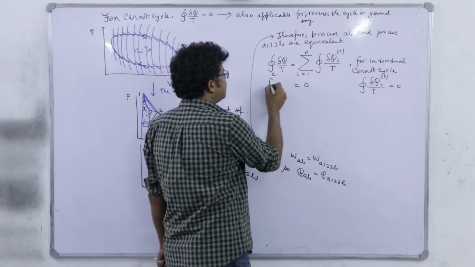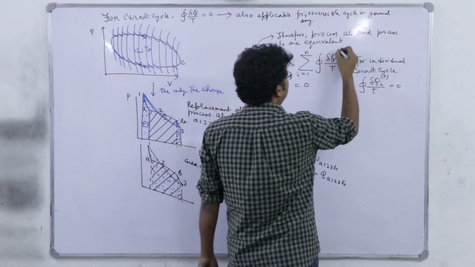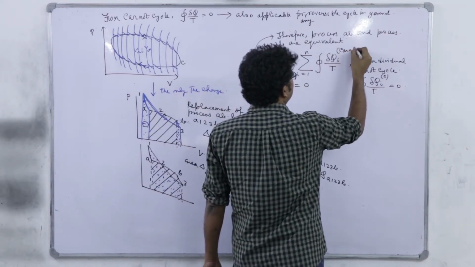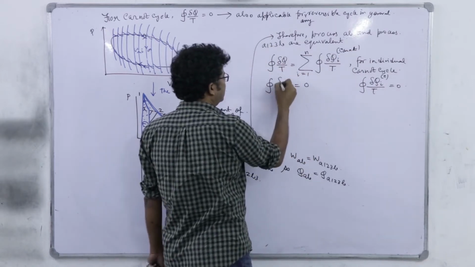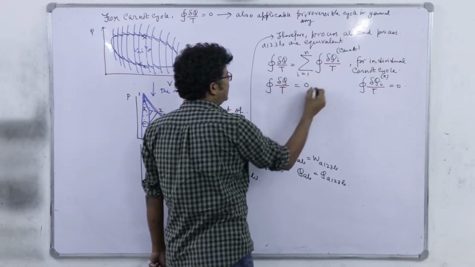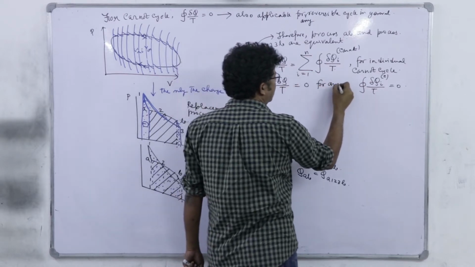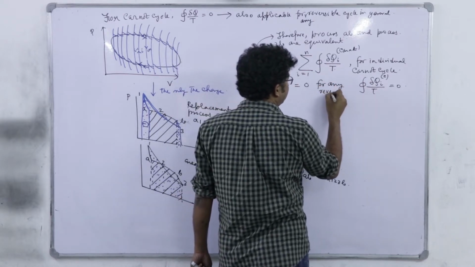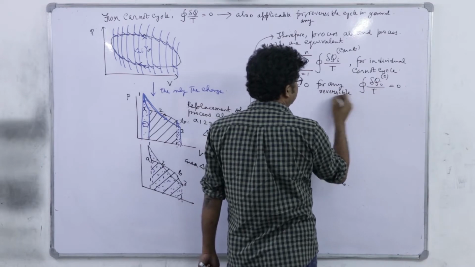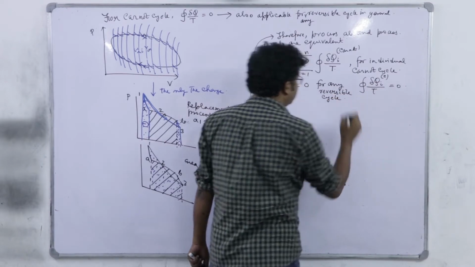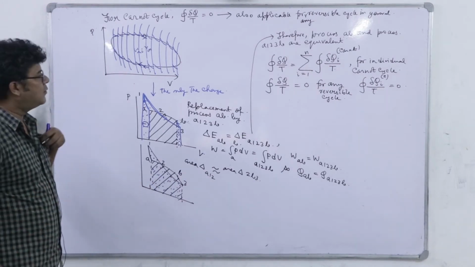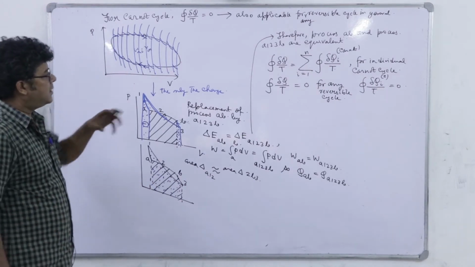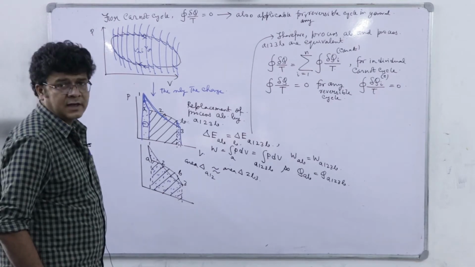So this C stands for Carnot, or let's eliminate this C. Okay, it's for any reversible cycle. So del Q by T equal to 0 for any reversible cycle. Right? So next we have to prove the inequality, that is the cyclic integral of del Q by T less than 0 for an irreversible cycle.